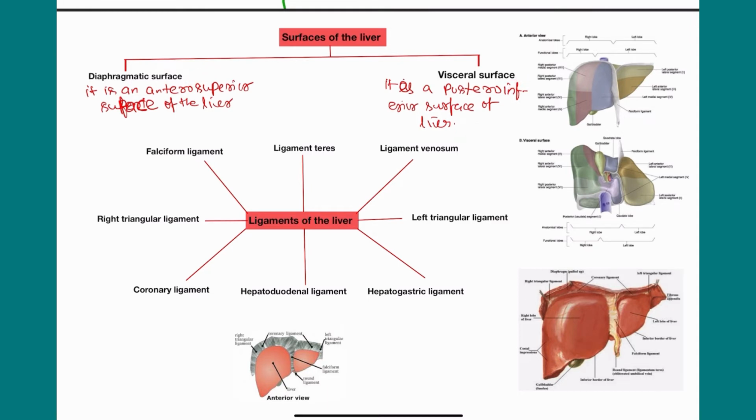Now I will discuss the ligaments of the liver. They are very important because in examination he will give 4 ligaments, 5 ligaments, and ask which ligament is not present in the liver. So please learn all the ligaments. These are the ligaments which connect with the liver.